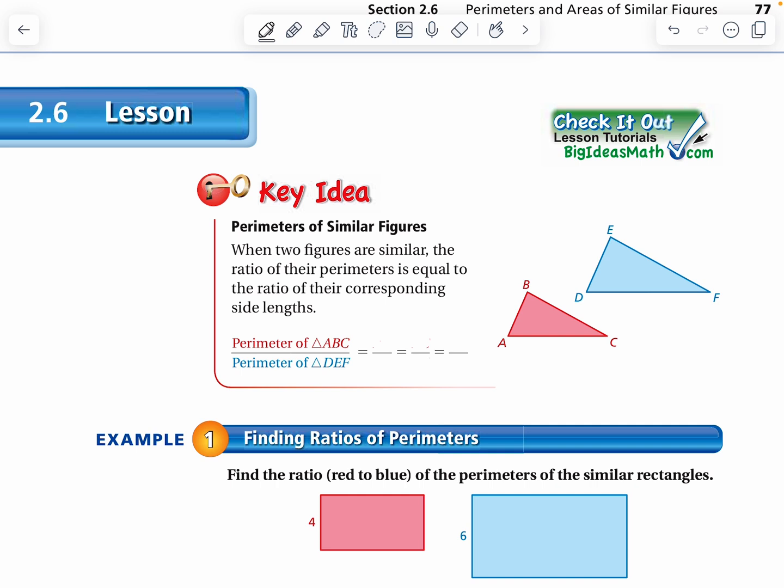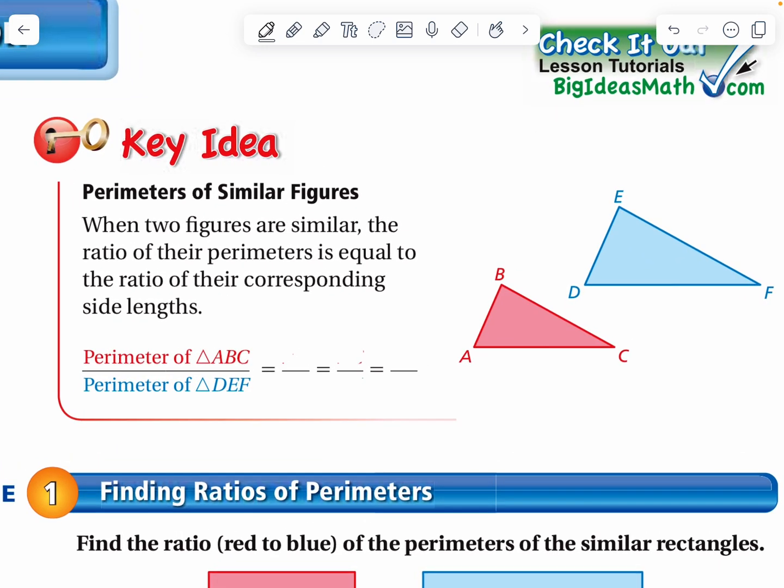We're going to do lesson 2.6 here, Big Ideas, Course 3, talking about perimeter and areas of similar figures. So let's start with perimeter of similar figures. When two figures are similar, the ratio of their perimeters is equal to the ratio of their corresponding sides. So what does that mean?